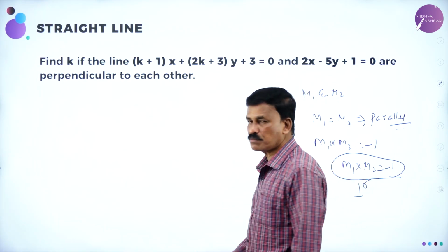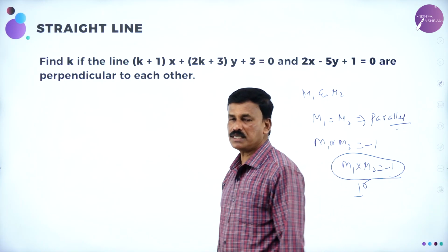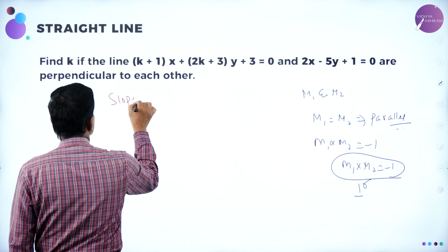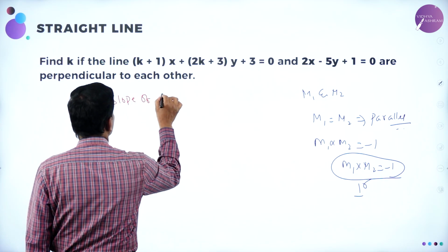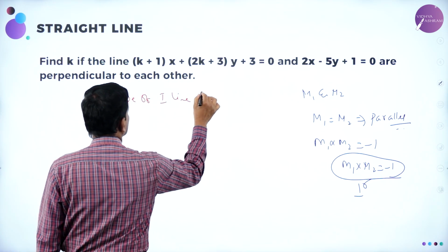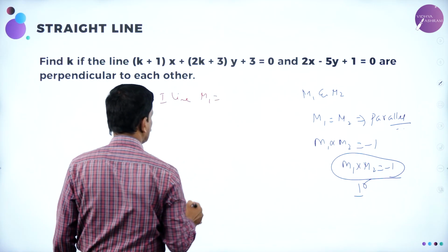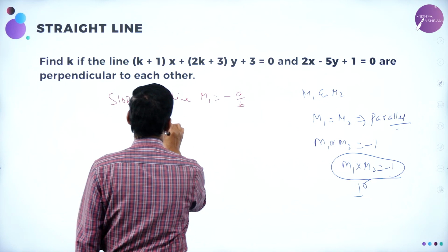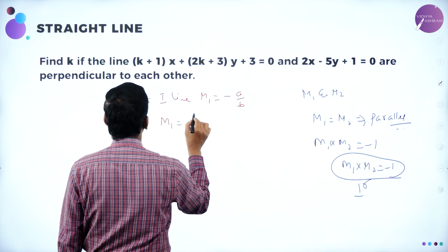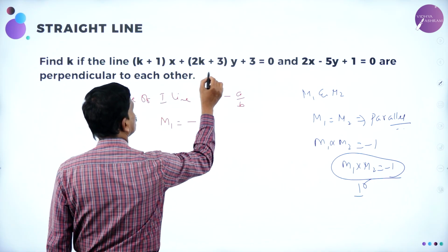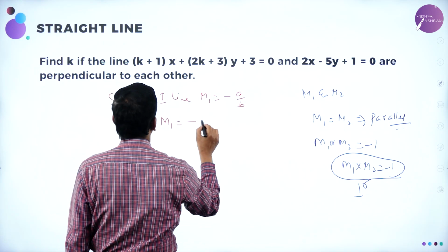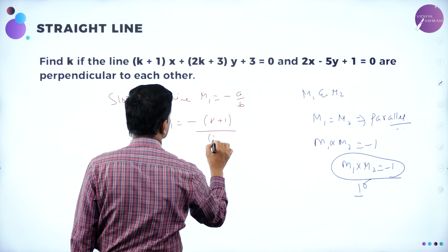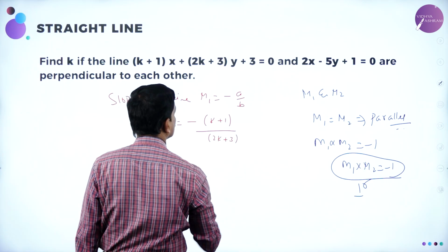Perpendicular to each other means the product of slopes is equal to minus 1. Now find out the slope of the first line. Slope of first line m1 is equal to, what is the formula for slope? Minus a by b. That is, m1 is equal to minus a by b, where a is equal to k plus 1 and b is nothing but 2k plus 3.